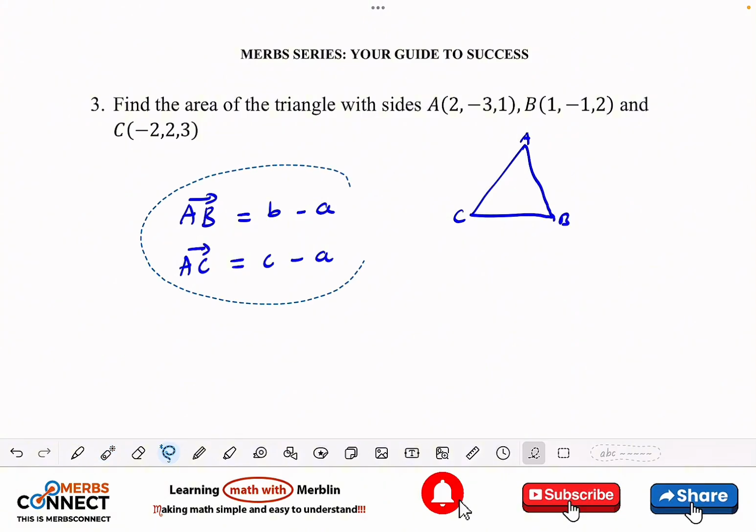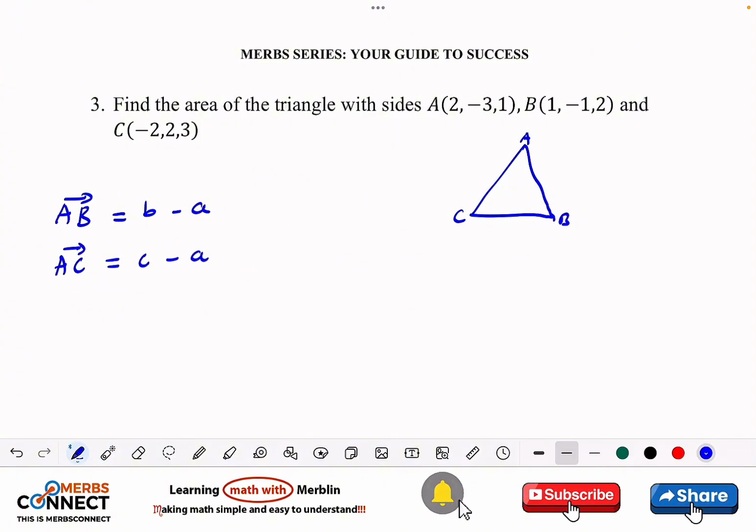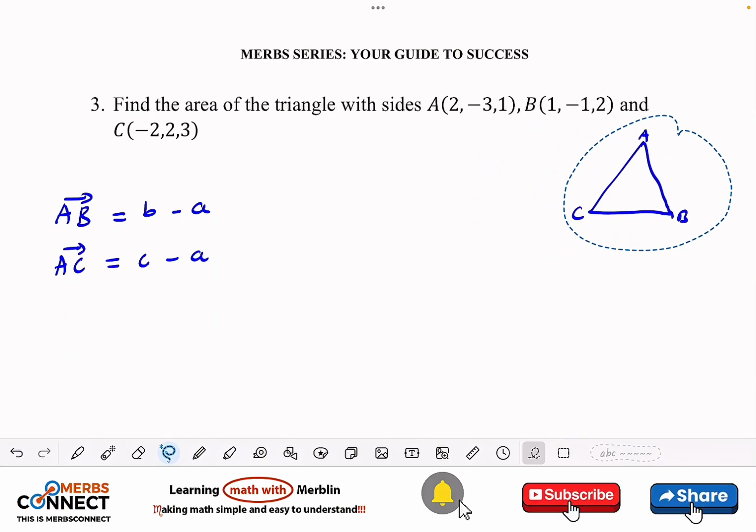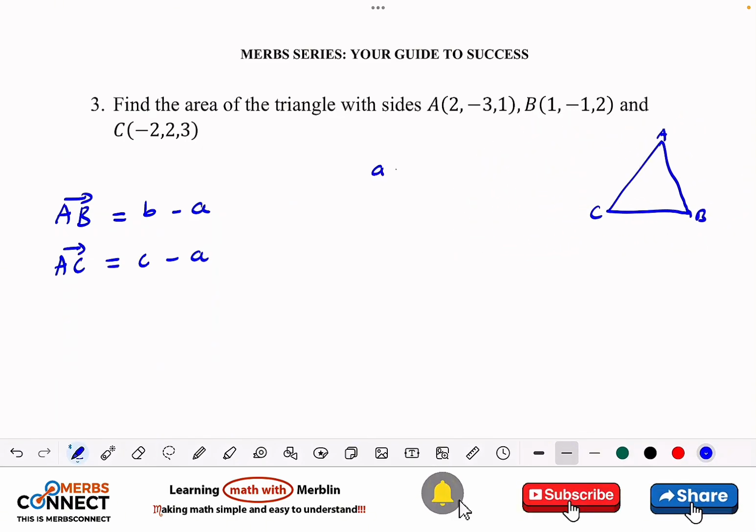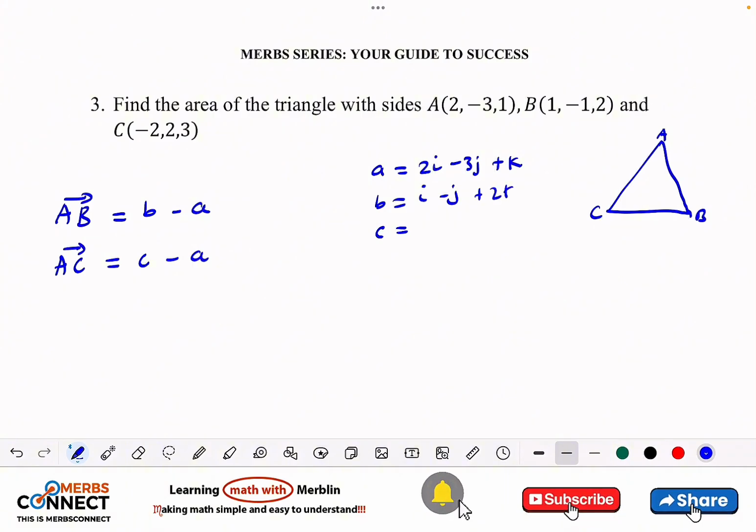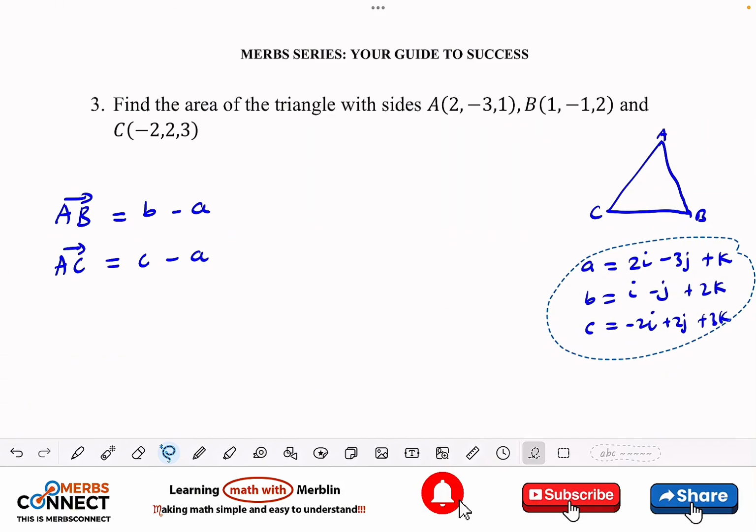So what is the position vector of A, B, and C? The position vector of A is 2I minus 3J plus K. And for B it is I minus J plus 2K. And then C is minus 2I plus 2J plus 3K. So this is the position vector. If we are saying position vector, this is what we mean. So now let's try and find this.